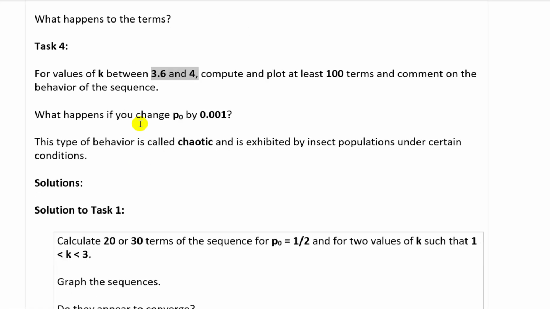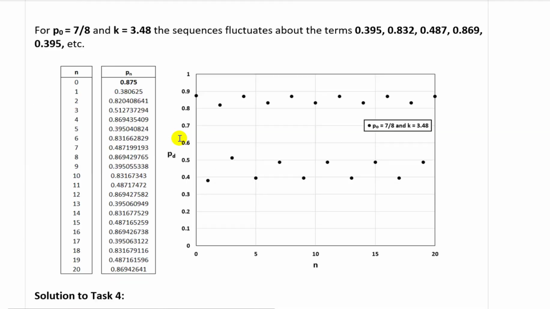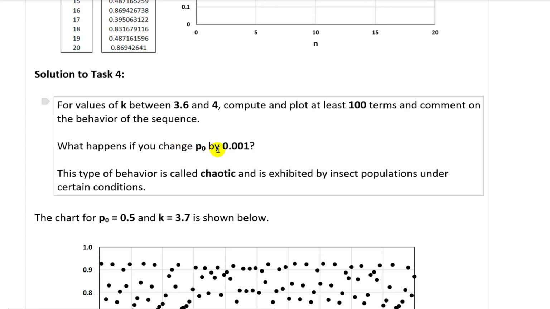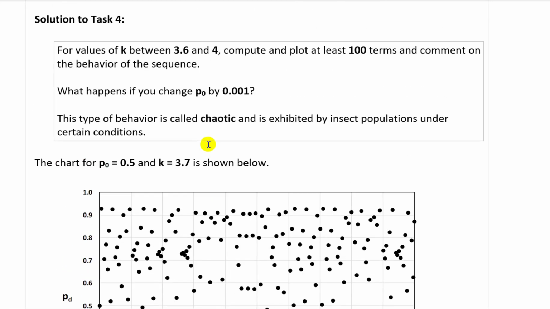And then we're asked, what happens if you change the initial population by 0.001? This type of behavior is called chaotic and is exhibited by insect populations under certain conditions. So very, very interesting. We're increasing the value of k, and then we're going to be increasing the population just barely to see what happens. And again, this project is much more brief, and there isn't too much mathematics.